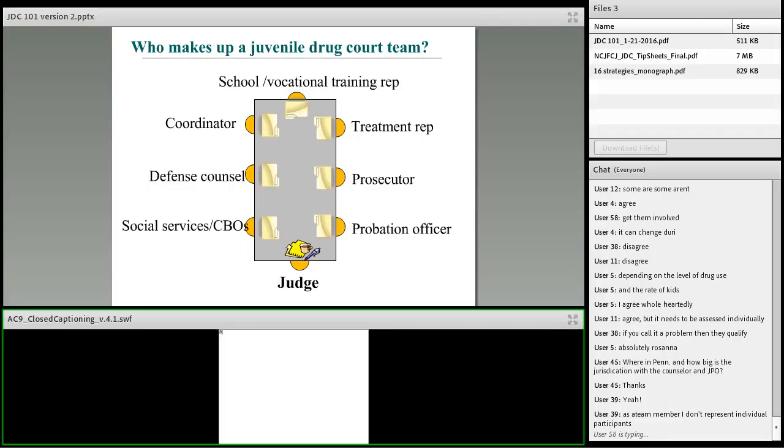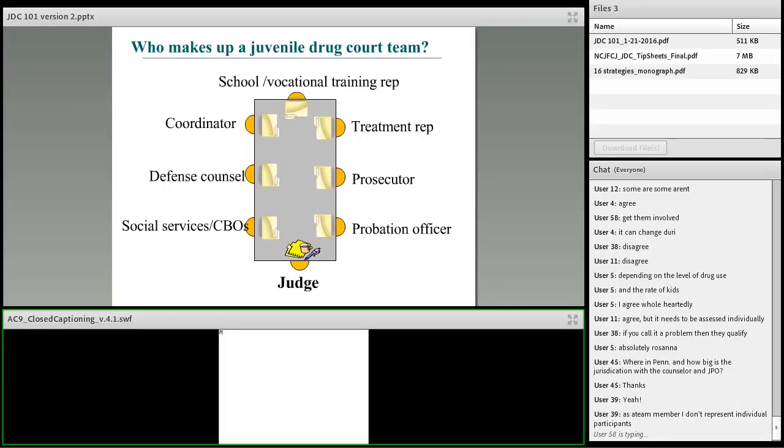We love it when school is at the table, because we know when school is at the table, kids are more likely to be engaged in school services. And I know that schools are a challenge. We actually have a whole publication about it on our website, and I encourage folks to download it for ideas about how to work with the school.